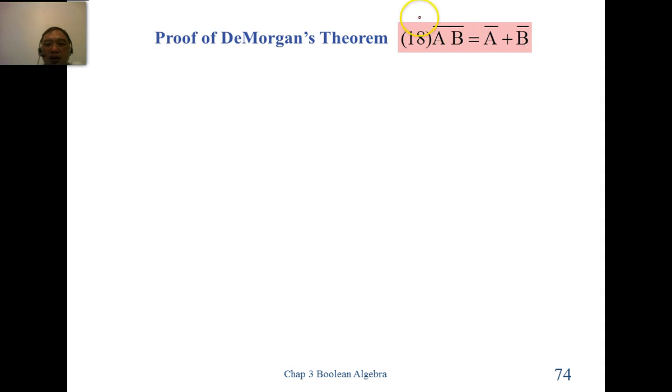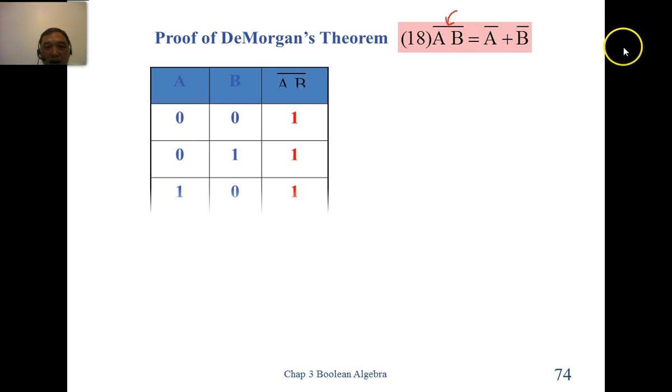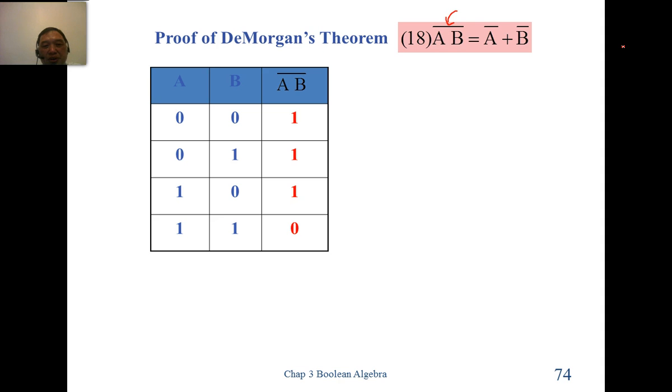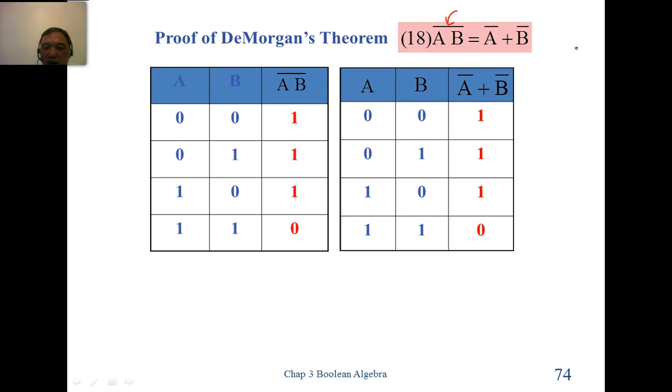Here you go. This one, we have A dot B with a bar on top. Let's say we break it here. So it will give us A bar plus B bar. Let me prove it to you, that what we did is correct. So the truth table for the right-hand side and the truth table for the left-hand side have the same behavior. The output is exactly the same.